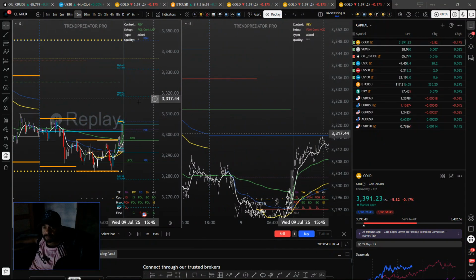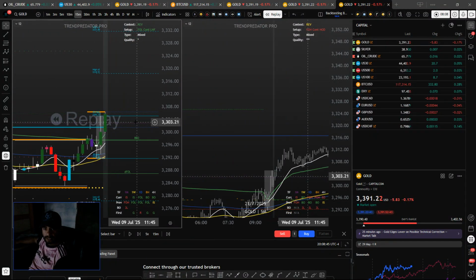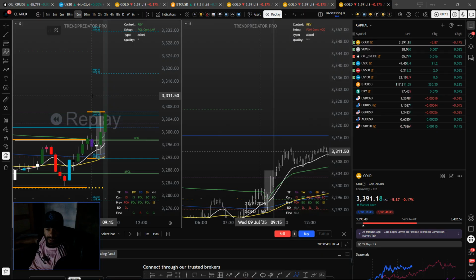Not an ideal template, but one nonetheless. And here we have the ABC. So pumping, dumping down.